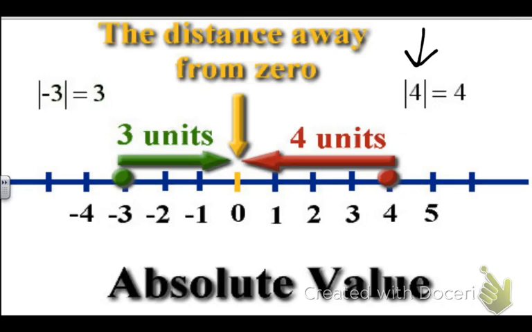Kind of pretend you're standing on the number line. How many units would you have to walk to get to 0? 1, 2, 3, 4. It doesn't matter that you're going towards the negatives. You walked 4 steps. It's a positive number.